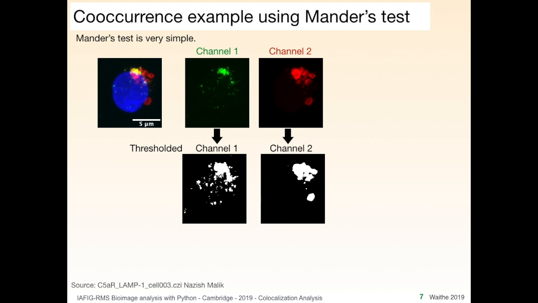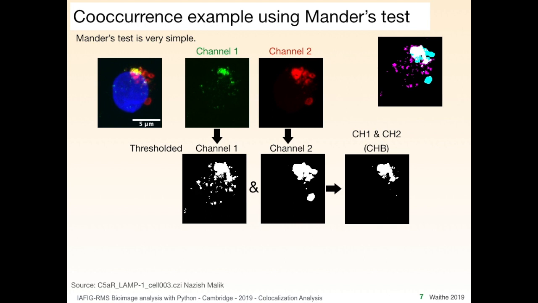And then what we do is we combine these using an AND operator. Now you'll see this during the practical. But what an AND operator is saying is, for every pixel, is it white in both of them? And if it's white in both of them, it will be white in the output. Okay, if it's white in one and not the other, then it's black, and vice versa.